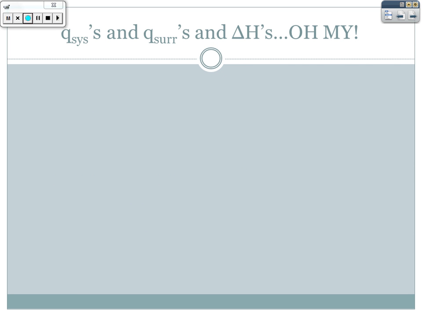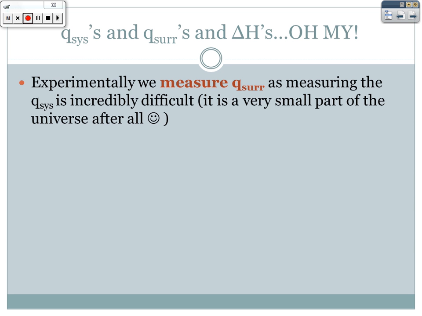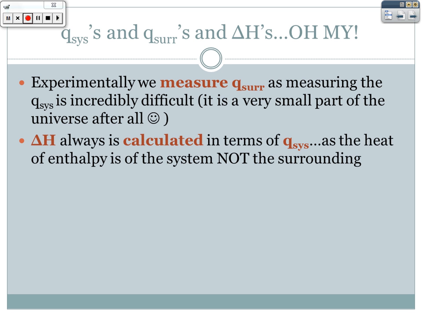Okay, so we've got Q system and Q surroundings and delta H's, oh my. So let's try and get this all straightened out, and hopefully this page will help straighten it out for you. Experimentally, we measure Q surroundings, as measuring the Q system is incredibly difficult. It is a very small part of the universe, after all. So, delta H is always calculated in terms of Q system, as the heat of enthalpy is of the system, not the surroundings. So we have a problem here.